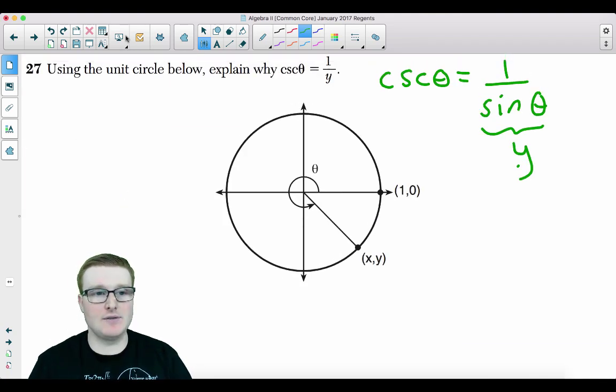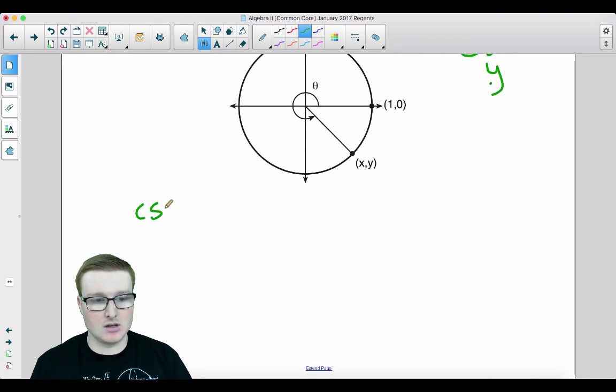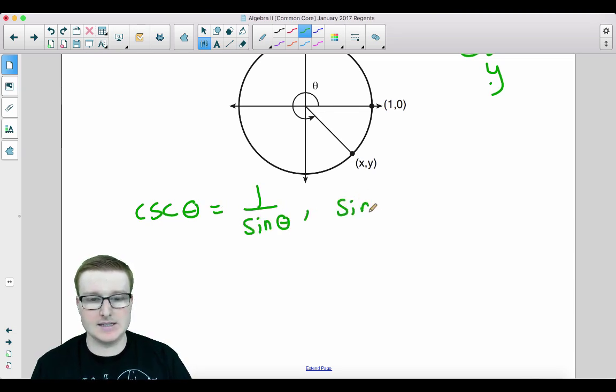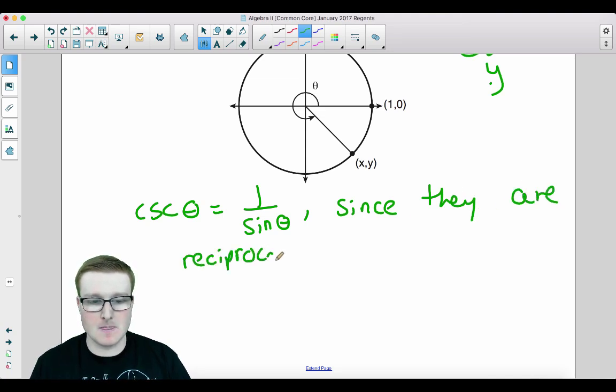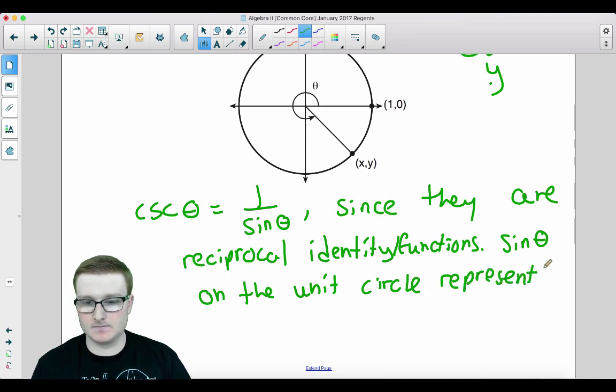This one did have to take a little bit of knowledge of trig to explain yourself fairly clearly. So I'm going to say cosecant theta equals 1 over the sine of theta. Since they are reciprocal, I'm going to say a reciprocal identity. So you can say reciprocal identity or function. Okay? Sine of theta on the unit circle represents all y values.